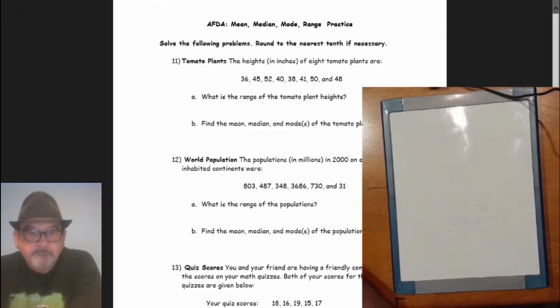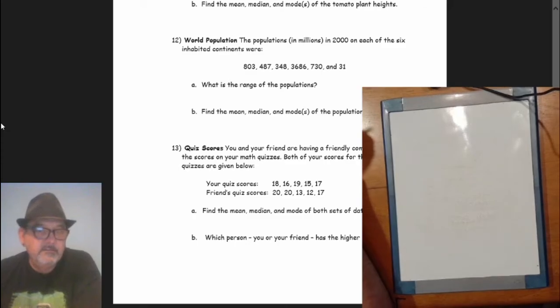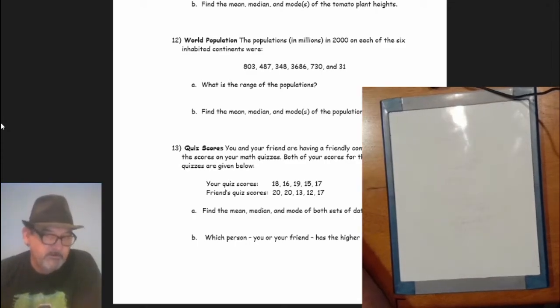Last question. 13. Quiz scores. You and your friend, assuming you have a friend, sorry if you don't, are having a friendly competition about the score on your math quizzes. Both of your scores for the first 5 quizzes are given below. So find the mean, median, and mode of both sets.